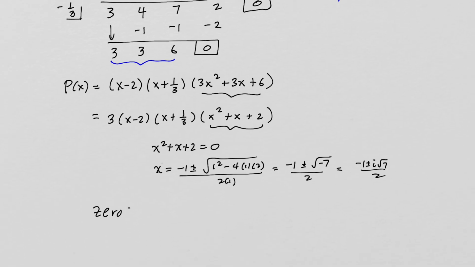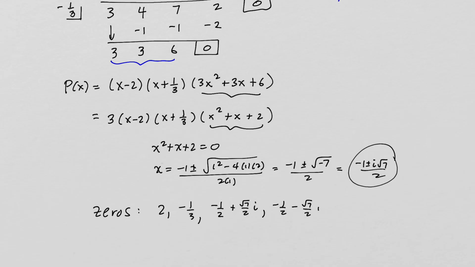So the zeros of this polynomial are 2, -1/3, and then here we have 2 zeros. One of them is -1/2 plus radical 7 over 2 times i, and the other one is -1/2 minus radical 7 over 2 times i.